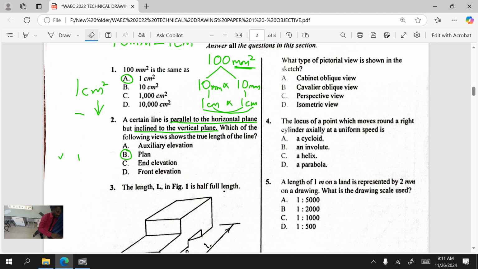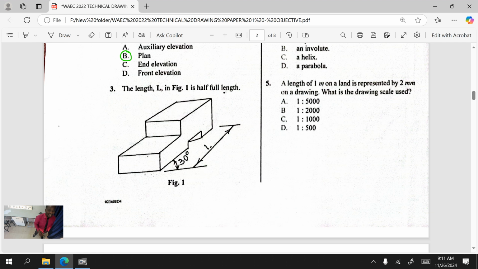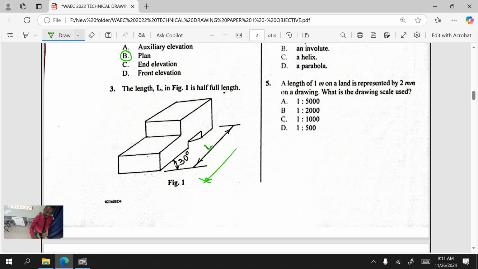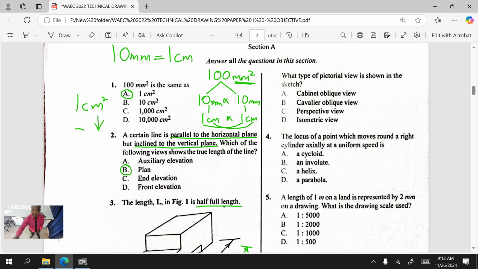So we'll go to question 3. We have this, the length L. This is where L is written here. They are talking about the depth of this block. That is the depth. The length L in figure 1 is half full length. That means when it is being drawn, it is drawn at half full length. Take note of that.